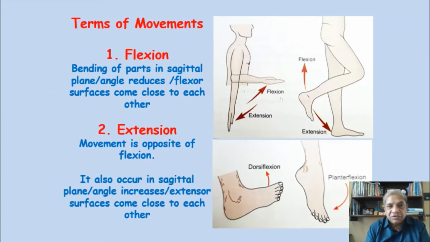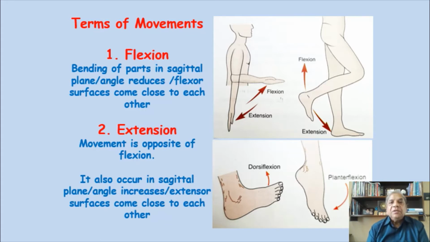Now let us come to the first term of movements. Like the terms of position, anterior, posterior, superior, inferior, these terms of movements are the words which describe the movements. They also come in pairs, and they have opposite meanings. For example, the first pair of terms which describe the movement of a joint is flexion, and its opposite is extension. So they will come in pair, flexion and extension.